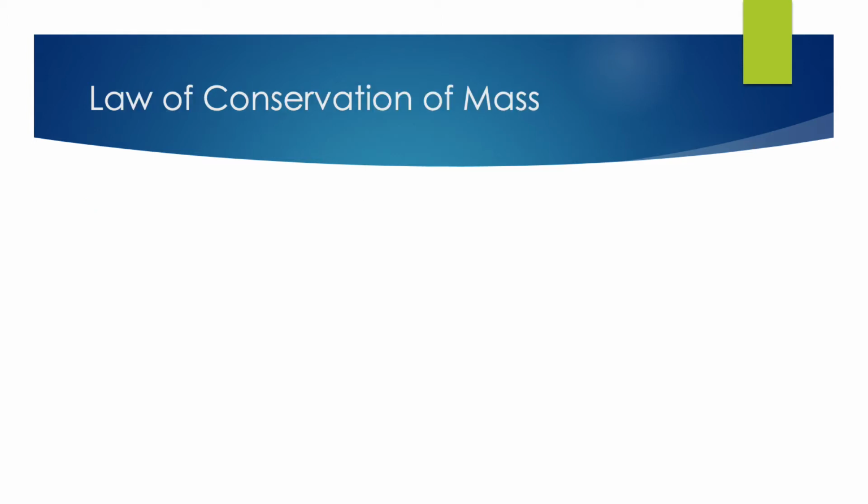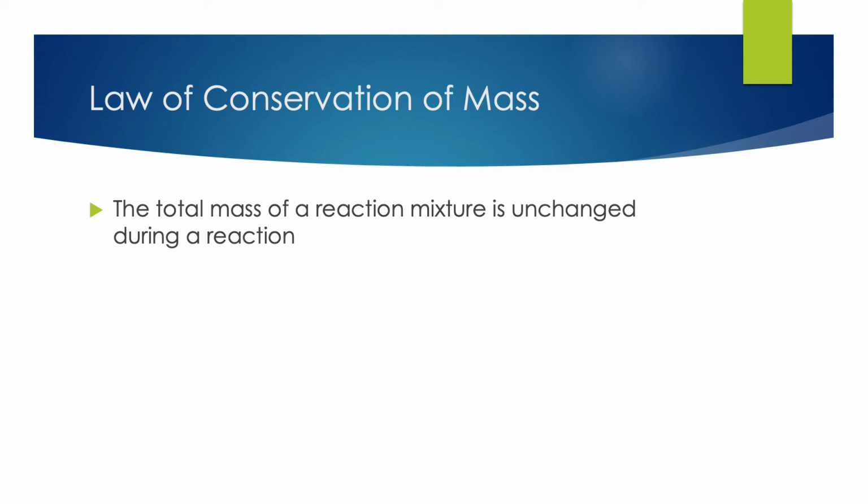So the law of conservation of mass. Well, since reactions are really about valence electrons changing their stable state, we're not actually creating or destroying any atoms in this process. So the total mass of a reaction mixture has to be unchanged. It cannot be altered at all during the course of a reaction.